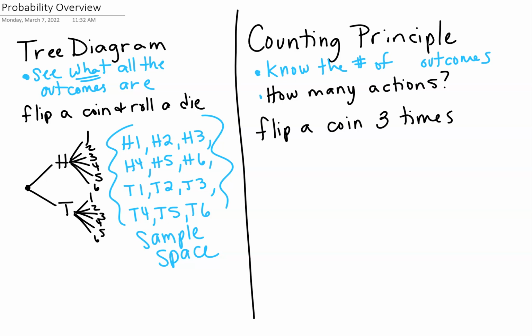There were 12 outcomes. So if we're flipping a coin 3 times, what we do with the 3 is we draw 3 blanks. A blank for the first flip, a blank for the second flip, and a blank for the third flip. So blank, blank, blank. First, second, third. And then we put the number of outcomes in the blank. So how many outcomes are possible on the first flip? 2. How many for the second flip? 2. How many for the third flip? 2. So that would be 2 times 2 times 2, which would be 8 total outcomes.